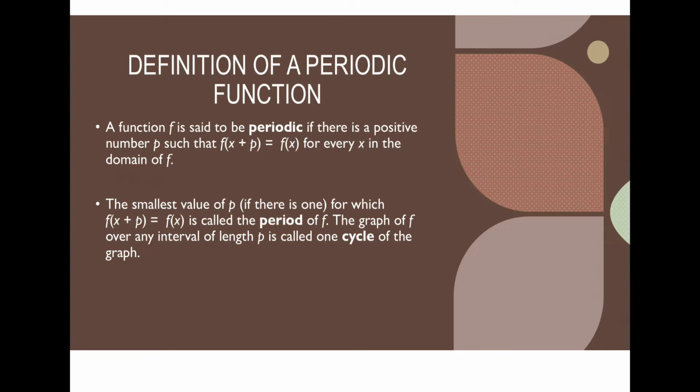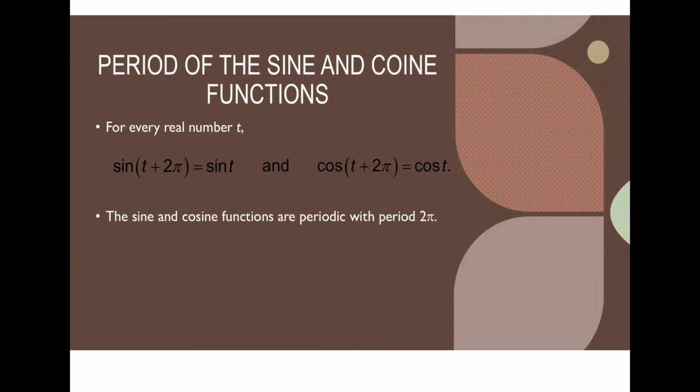The period basically is the amount or the value it takes for us to begin repeating our cycle. The graph of f over any interval of length p is called one cycle of the graph. And we'll see this visually as we examine the graphs of these functions.